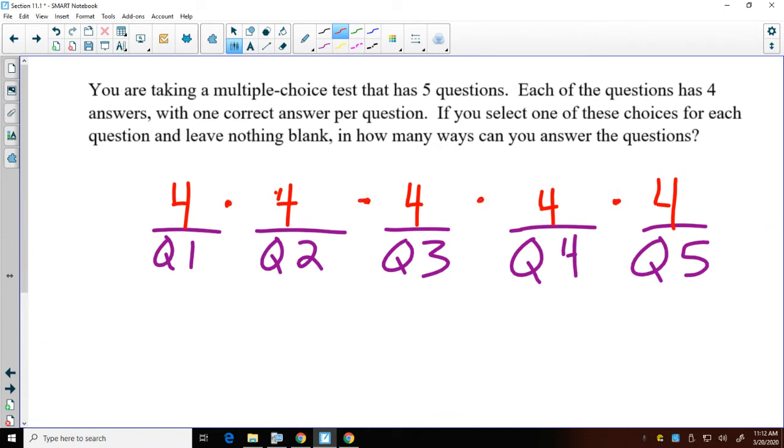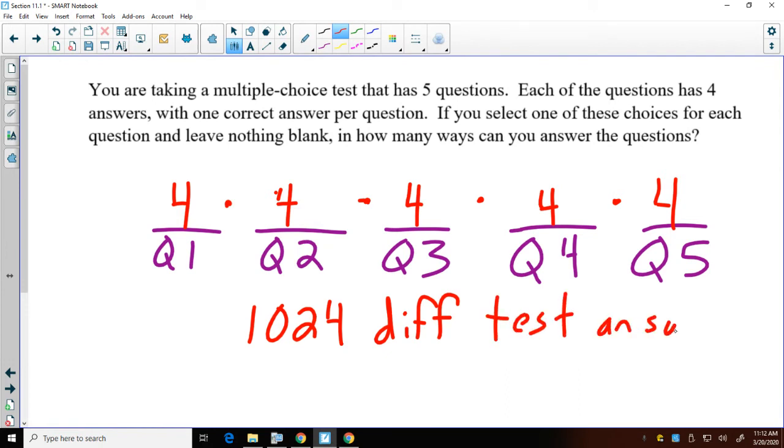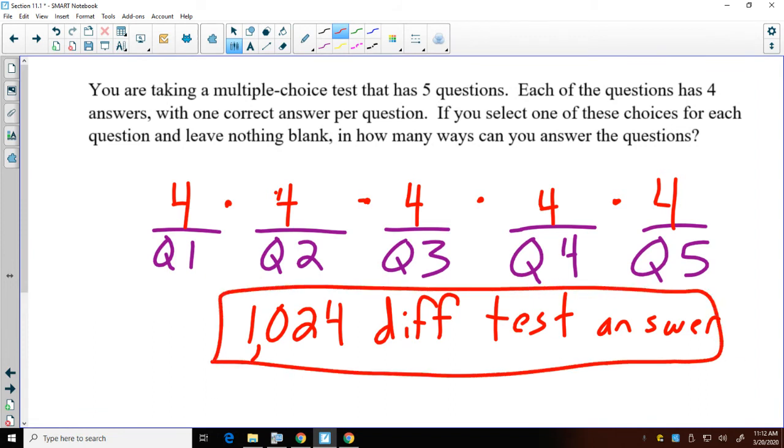So to get my answer, all I have to do is multiply all of those 4s together. So 4 times 4 times 4 times 4 times 4 gives us 1,024 different test answers, or ways to answer the test. But there you go. That's how this problem works. Each question was like its own group, like a main course, a side, a drink, a dessert, an appetizer. Okay? Again, there's no catch. It really is this straightforward, I promise you.